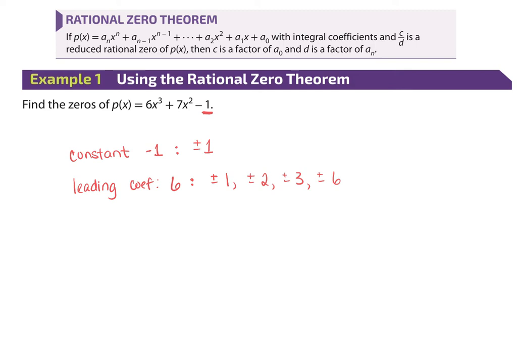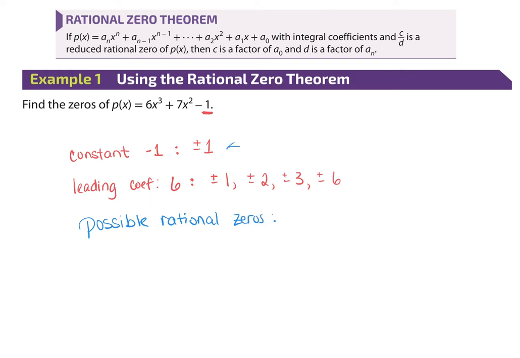So let's say I had a 2 and I had 1/3 and 2/6. Well, those are the same factor, right? So you don't have to repeat those. So if I'm going to say, what are all my possible zeros? We're talking about possible rational zeros.